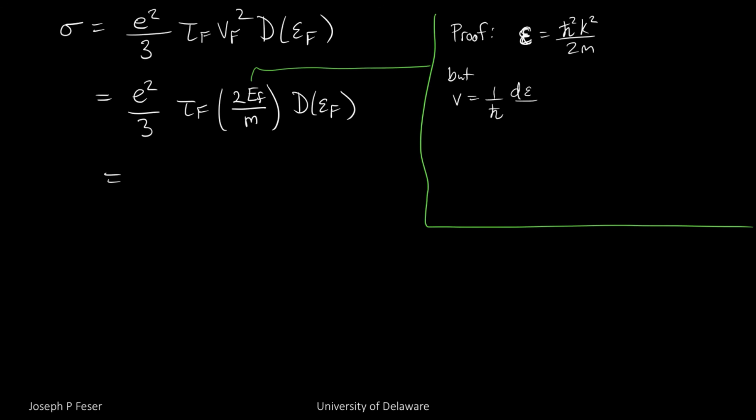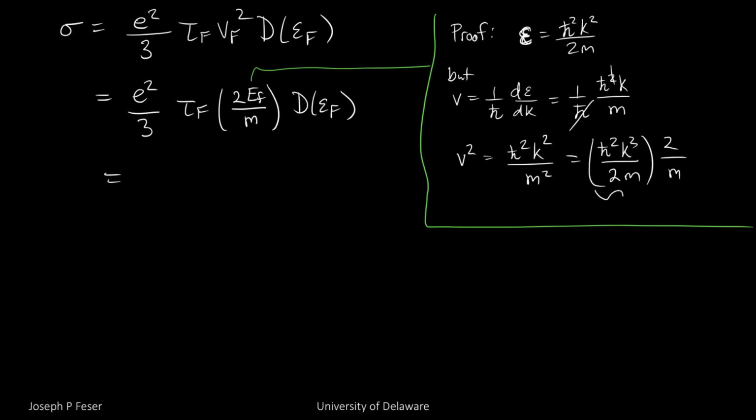But by definition, the group velocity is just dE/dk, or dω/dk. And you can explicitly take that and find that it's ħk over m. If I then take the square of that, I'll get ħ²k² over m², which I can separate out into terms and identify one term that is the energy itself. So that's how I get that thing inside the parentheses there. The velocity squared equals 2 times E over m. Okay, so let's keep going.